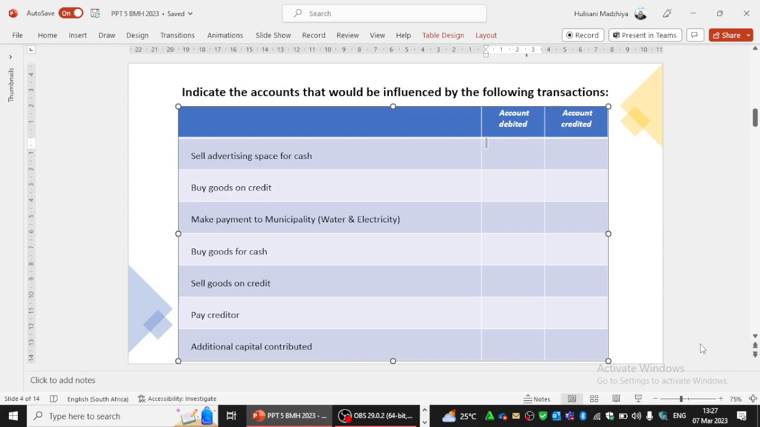I think expenses should be debited. Okay, hello, sir. The reason behind it? It's because you're selling advertising for cash. Okay, if you're selling, then where's the expense when you're selling?